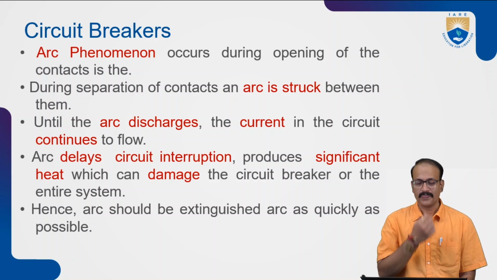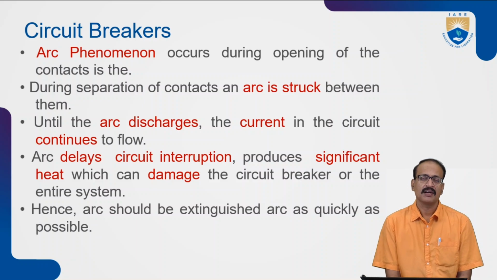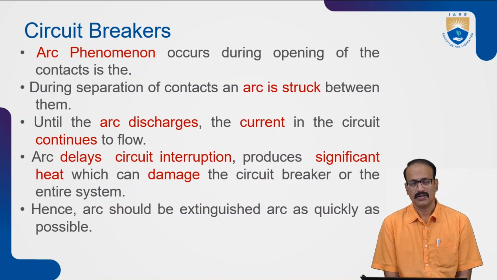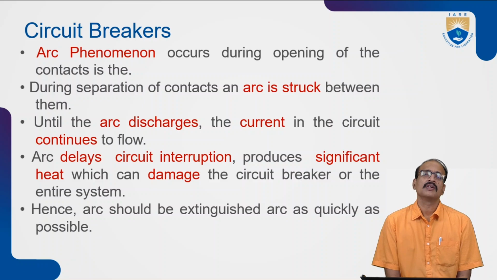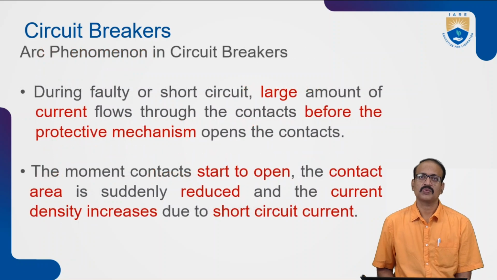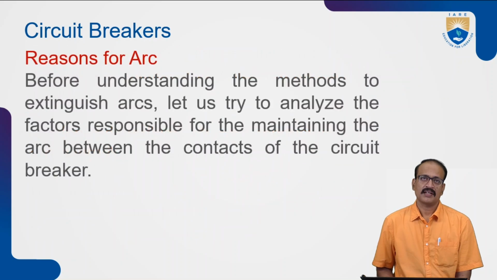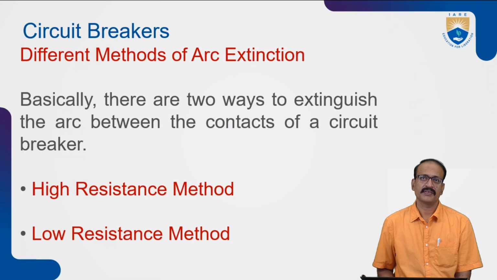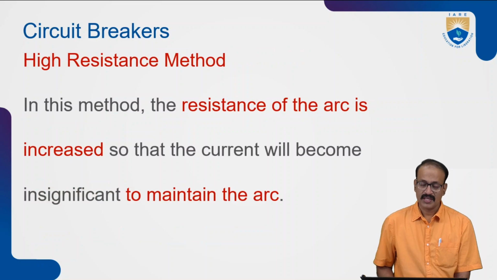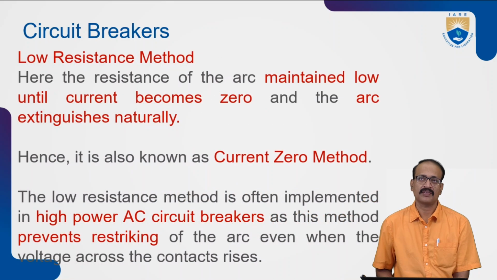Also in the previous class we saw what the arc phenomenon is. This is an unavoidable thing which occurs in the circuit breaker, so we have to extinguish this arc as early as possible. There are different methods we discussed in our last class for arc extinction, that is the high resistance method and the low resistance method, which were used in high and low AC power circuits.